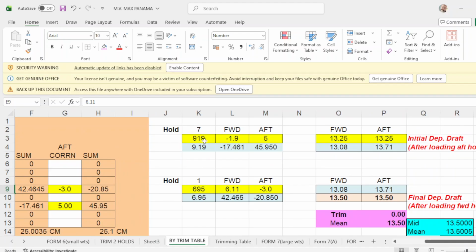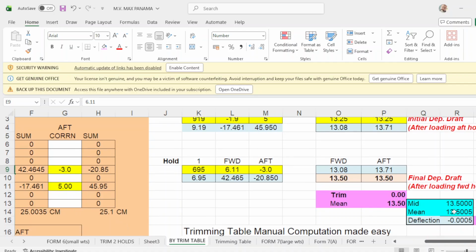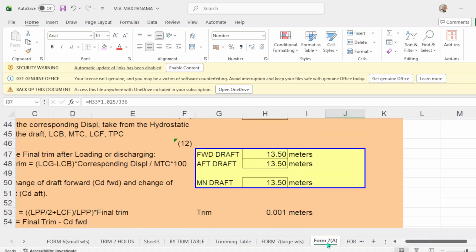You load the number 7, 919. After completing loading 919, this will be your initial drop: forward of 1308, up 1371. After loading number 7, you load the number 1 of 695, and your final drop would be 1350. Up drop is 1350, trim is 0, and your main is 13.5, and your deflection is 0. Okay, almost the same, exactly. Then we go now to form number 7.